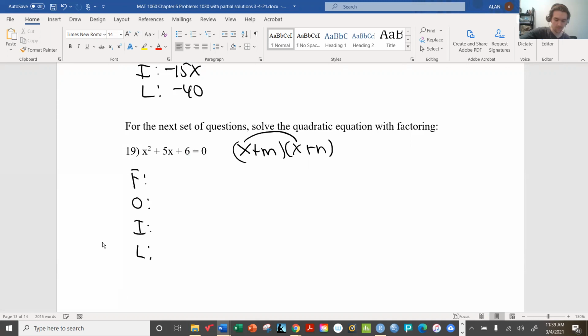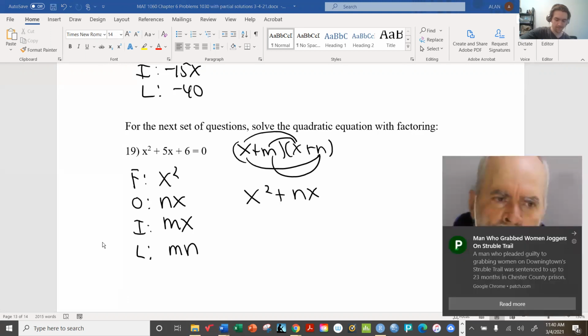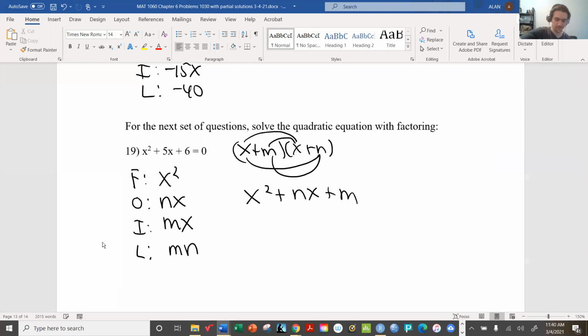So f would be these two, that's x squared. And last. So now it's going to be tricky to consolidate these because there's no numbers, or well, at least there's no coefficient. So we'll simplify the middle two terms.